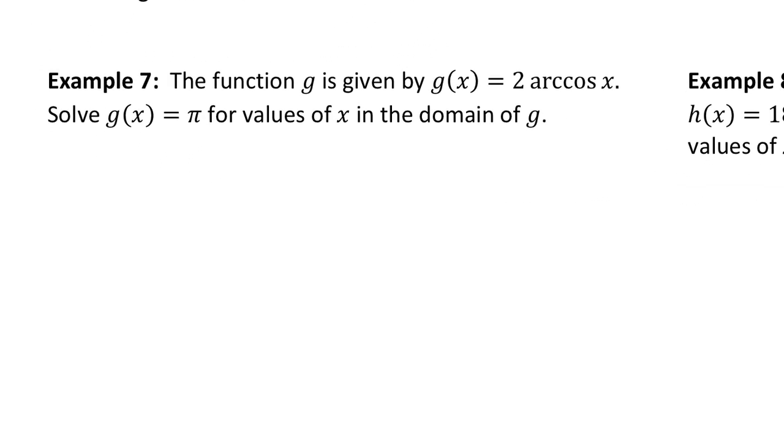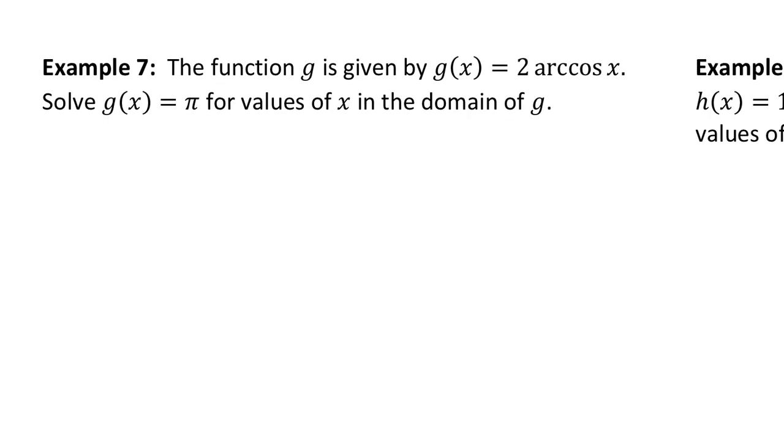Number 7. The function g is given by g of x equal to 2 times the arc cosine of x. Solve g of x equal to pi for values of x in the domain of g. Notice that there's no domain restrictions in this problem the way they looked before, but we already know that inverse trig has domain restrictions. Arc cosine is only available in quadrants 1 and 2. So we hope that we find an answer in quadrants 1 or 2, otherwise we say no solution.